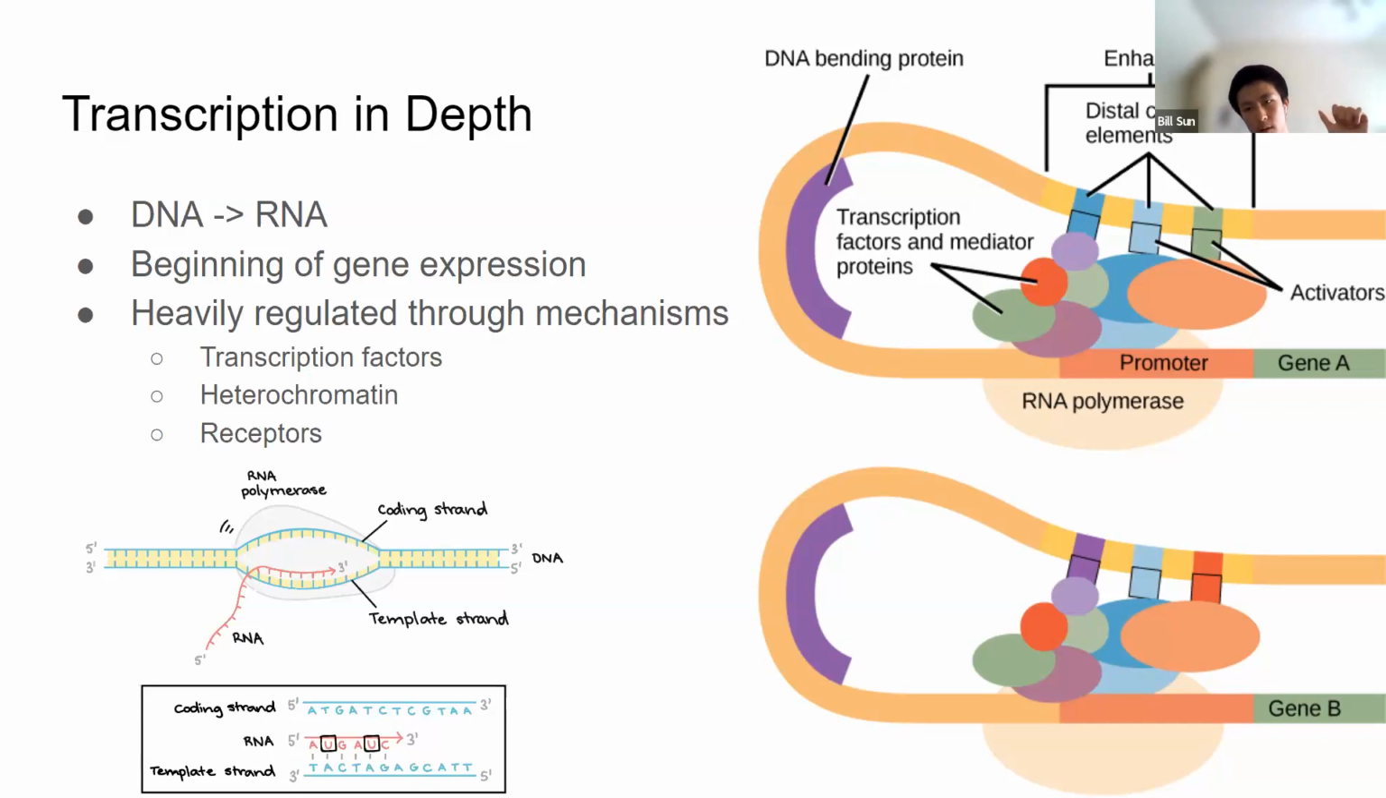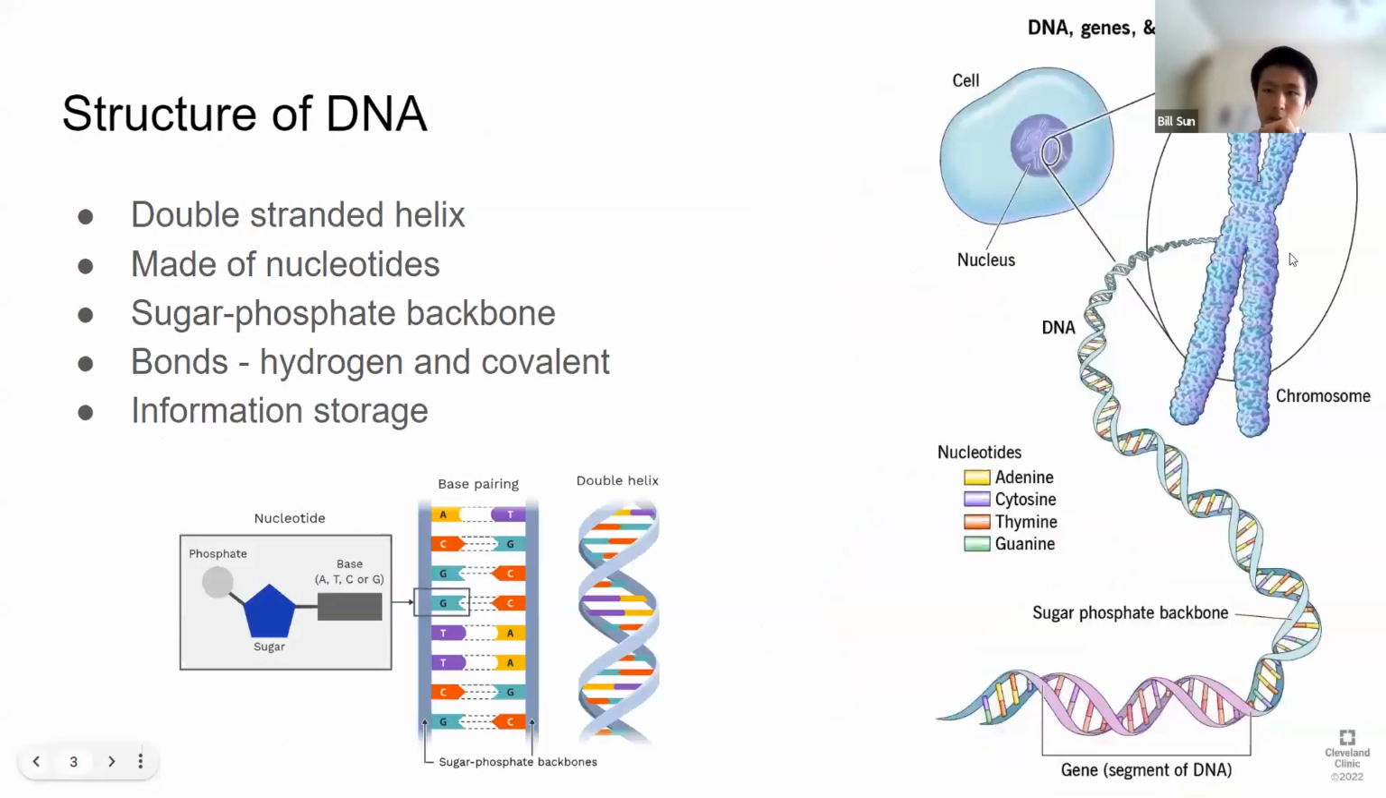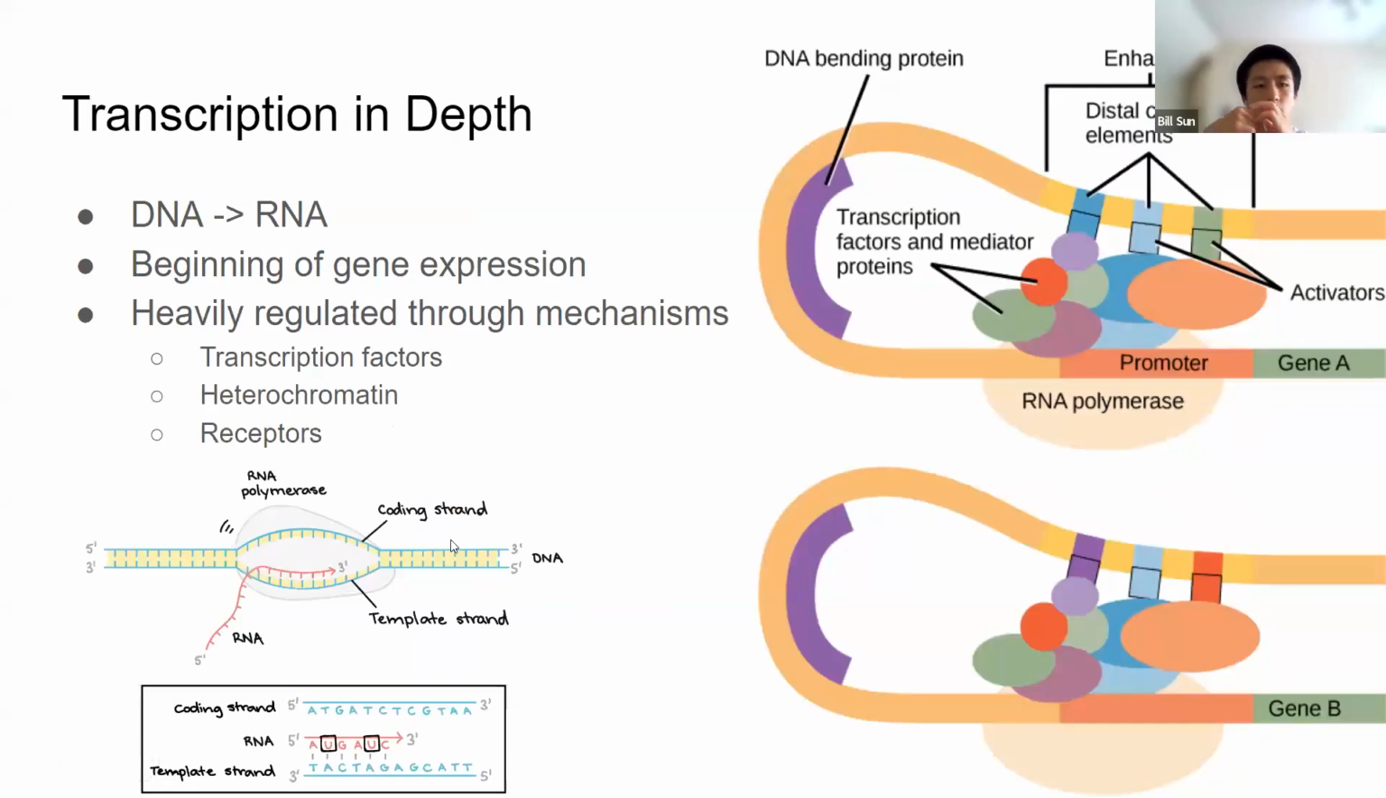This can include RNA molecules and proteins mainly. So as you may expect, this process is heavily regulated by many mechanisms. For example, transcription factors, which are a special kind of protein, bind to the DNA and regulate how fast it's transcribed. And heterochromatin, in the previous slide, you can see in the chromosome, I was talking about DNA compaction, right?